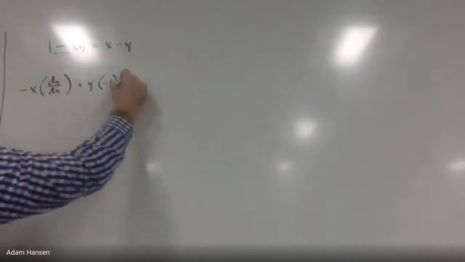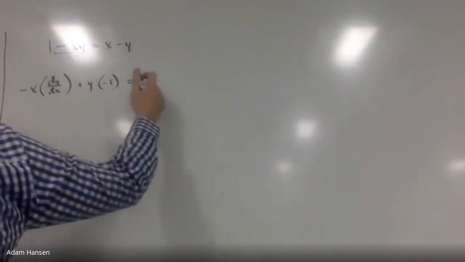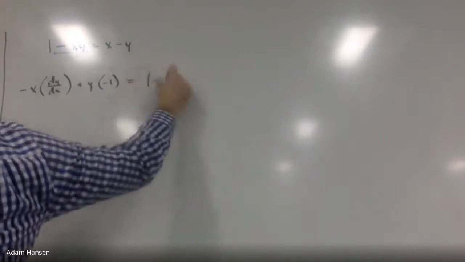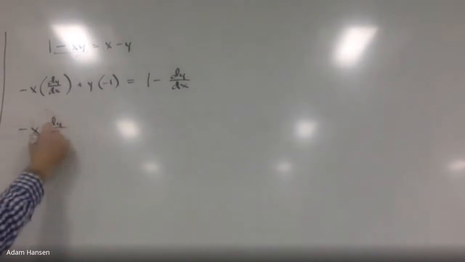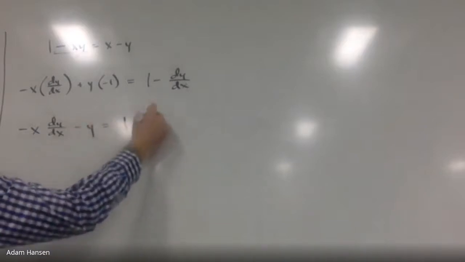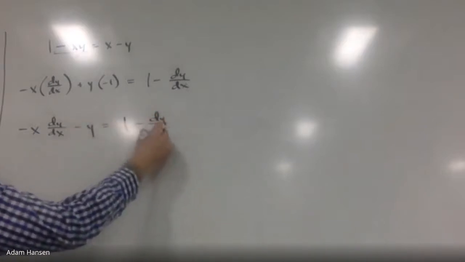Equal to, on the right, what's the derivative of x minus y? 1 minus dy dx. Got it. Negative x dy dx minus y equals 1 minus dy dx.